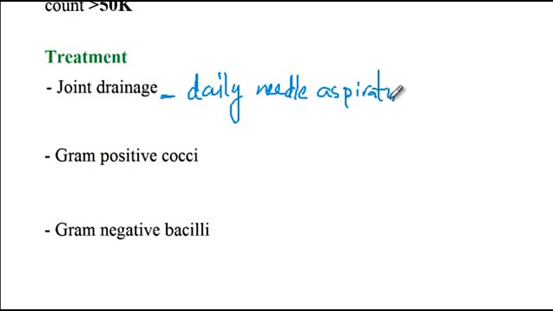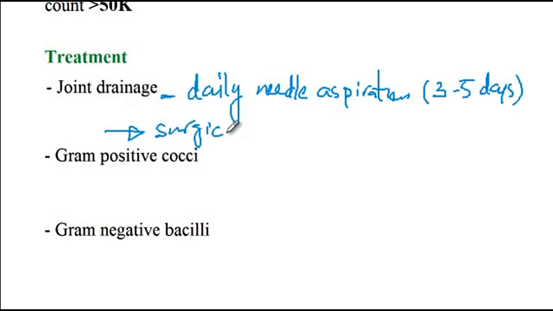So you can consider starting with daily needle aspiration for about 3 to 5 days. And then if there has been no improvement, then proceed with the surgical drainage. And then depending on whether the Gram stain shows the presence of gram-positive cocci or gram-negative bacilli, then you could consider starting different kinds of antibiotics.